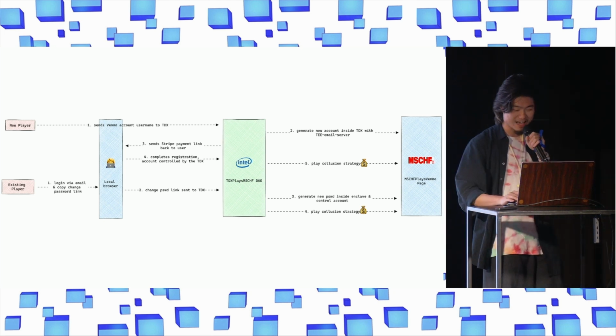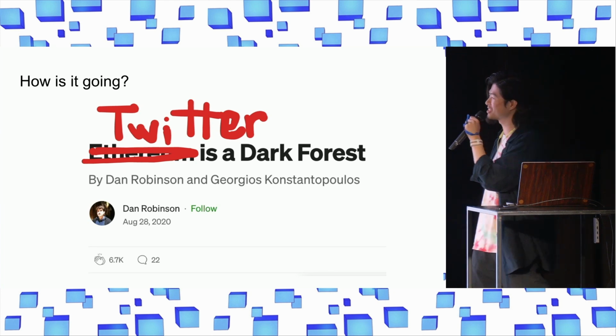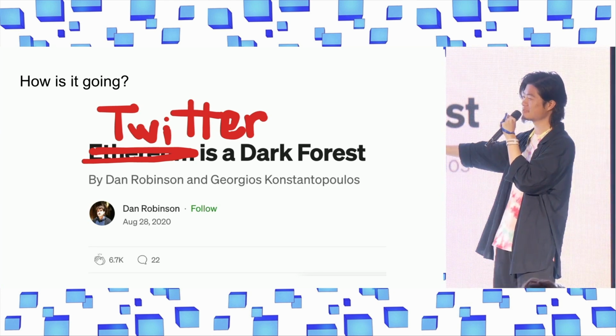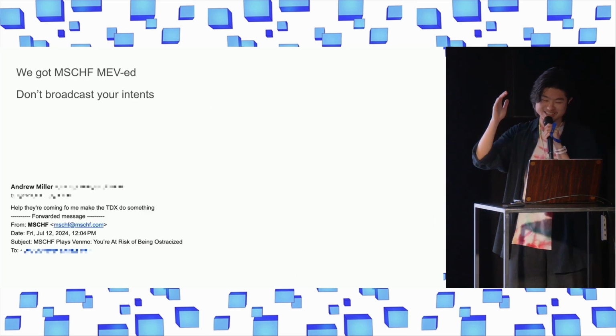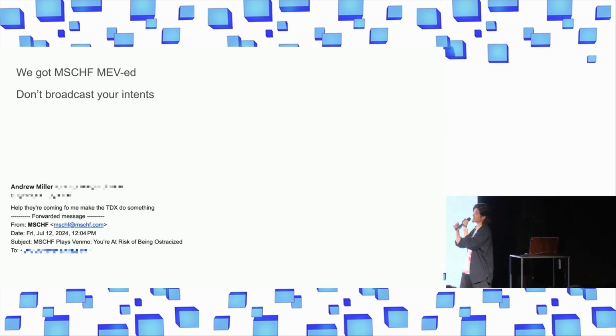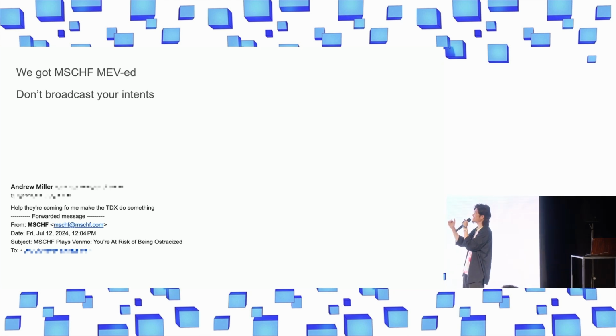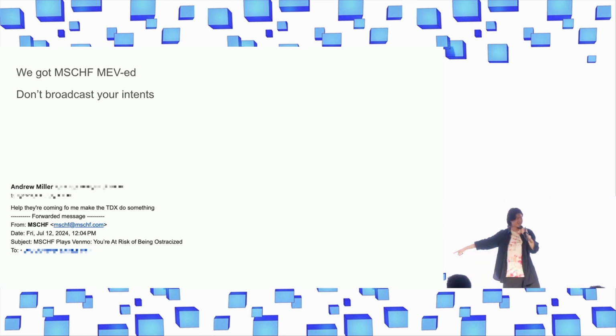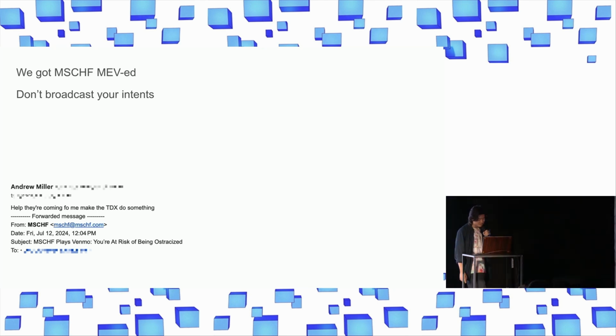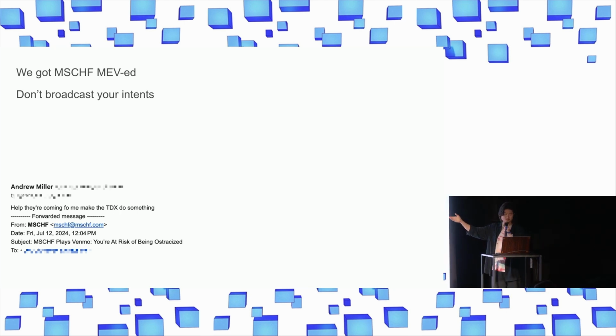And what happened is, how's it going? Ethereum is a dark forest, but Twitter is also a dark forest. This is so crazy. Okay, we got literally Twitter or Mischief MEV'd. So before this talk, I got this email from Andrew saying, hey, help, they are coming for me. Make the TDX, which is a type of TE, do something.